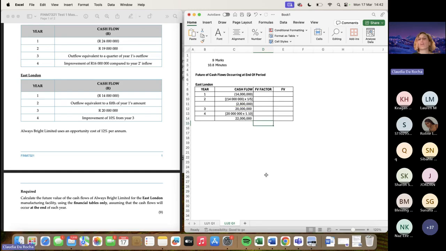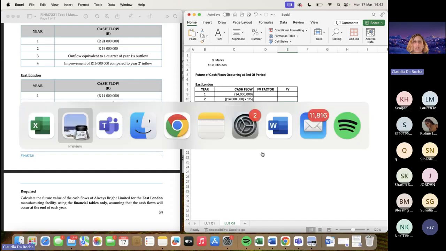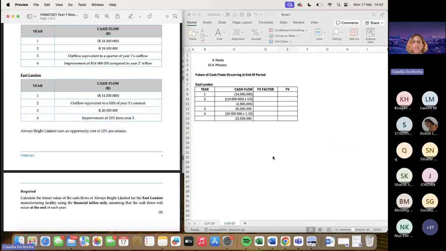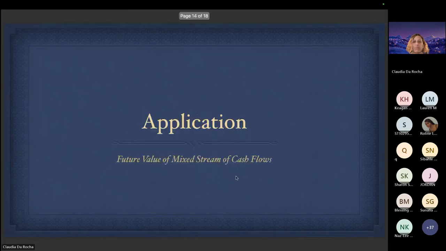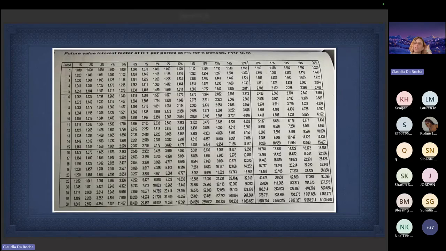Okay, now we've got to get our future value factor. Okay, what's important is we've got to go to the table. So I'm going to bring up the tables on the slide deck that I was showing you. Okay, so this is a table. And because I want the future value factor, this is the one in your textbook, I've got future value. It has to say future value.